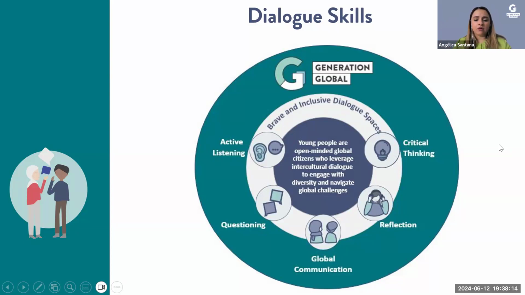So first of all, dialogue skills are based on active listening. And as I was saying, it is one of the most basic and natural things we do as human beings. So teaching your students how to actively listen to one another, teaching your students how to critically think about what they hear so they can reflect it better, so that they can connect it to their own experiences and communicate through global communication, through sharing what they think, what they believe, what they have lived, right?